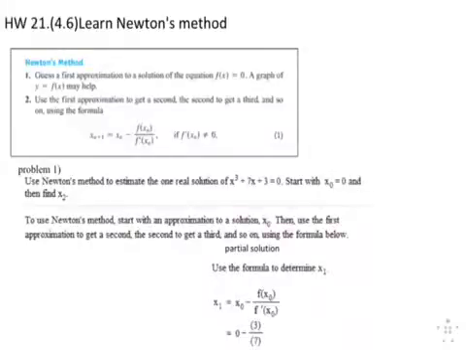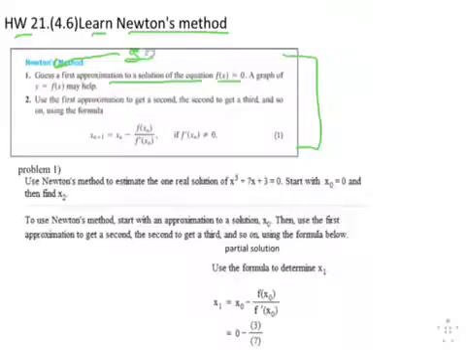Here we go. Homework 21. Learn Newton's method. Let's dive right in. We have a lovely recipe right here. We guess a first approximation to a solution of the equation f of x equals 0. Keyword: guess. I like to call that the seed. Pick a wisely sought out seed.